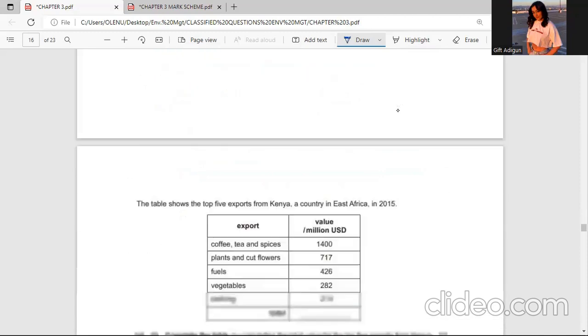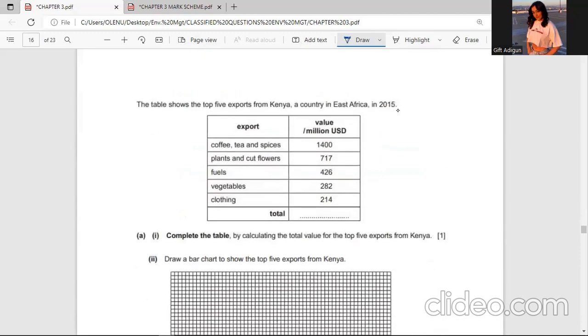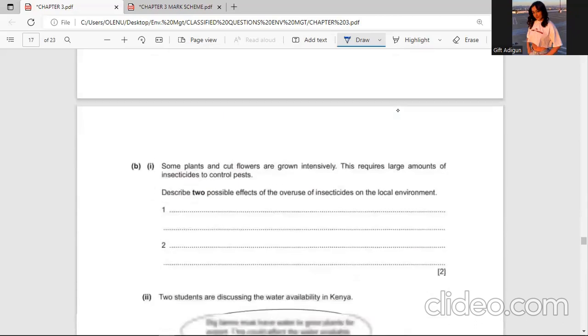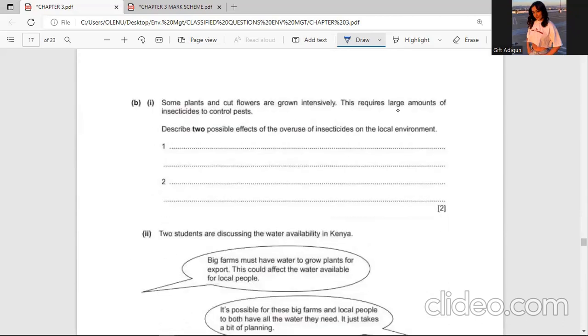So the next question here is this. They say the table shows, do I need to explain how you plot a graph? Do you need to learn this again? No. Good. I know how to. That's a 4-mark question. We already did one in chapter 1. Yes. So some plants and cut flowers are grown intensively. When you grow something intensively, that means there is more input. That means if you want to put fertilizer, you put more. Then because there is more input, you expect your harvest to be more. So you have more output. That is what intensive farming is.